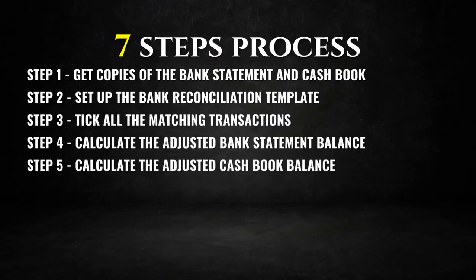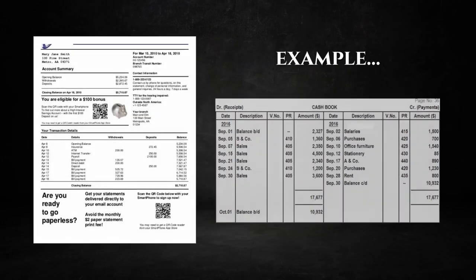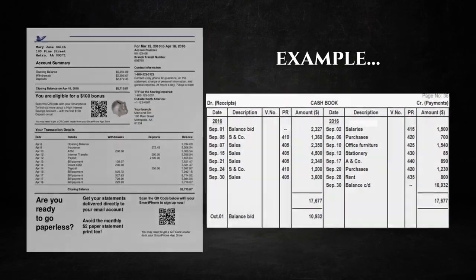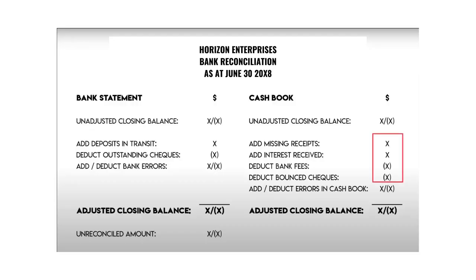Step 5. Calculate the adjusted cash book balance. This is where we'll hunt down the omissions and errors lurking in the shadows. We're on the lookout for missing receipts, interest received, bank fees, and bounced checks. We'll adjust the cash book accordingly by adding or deducting the amounts to ensure everything is accounted for.